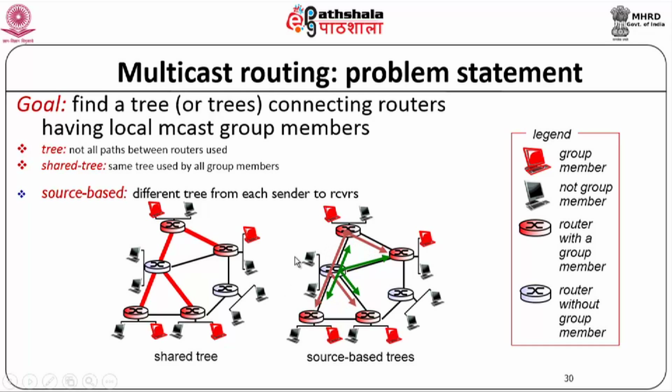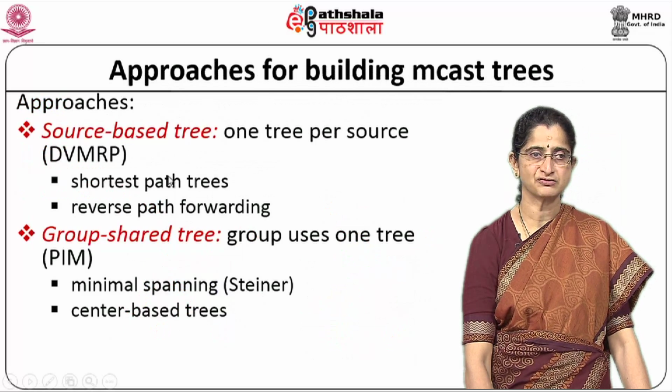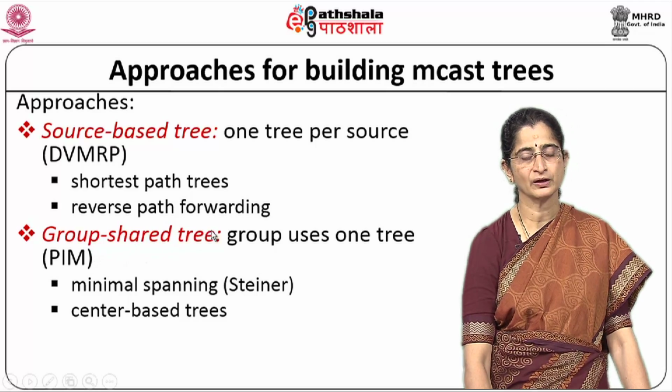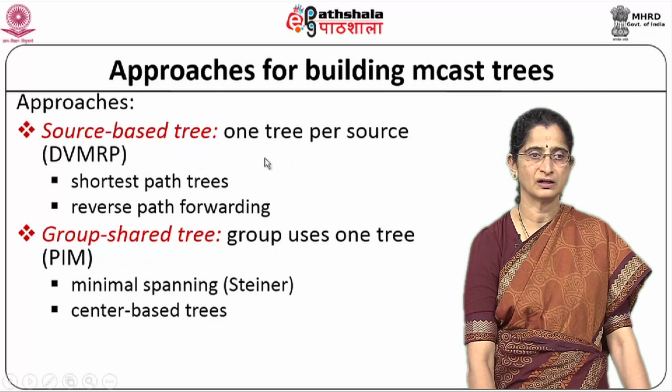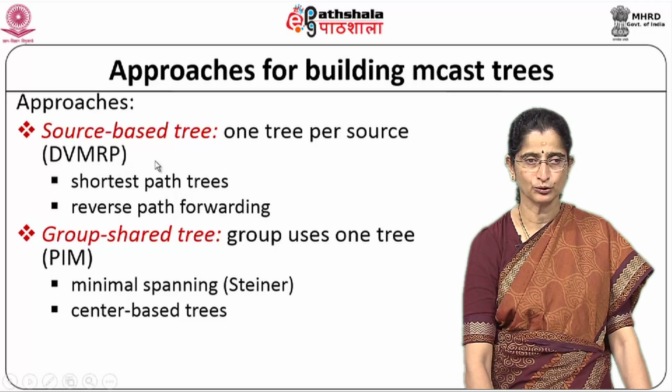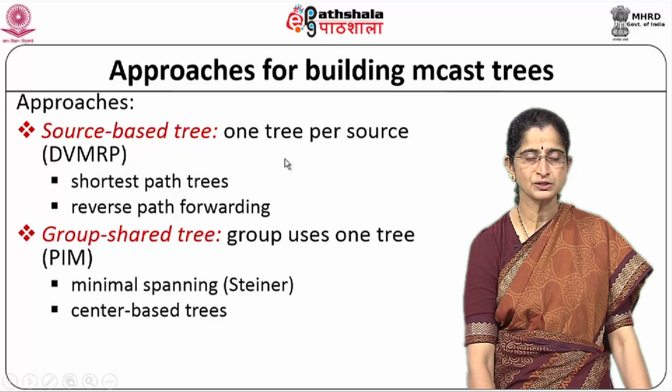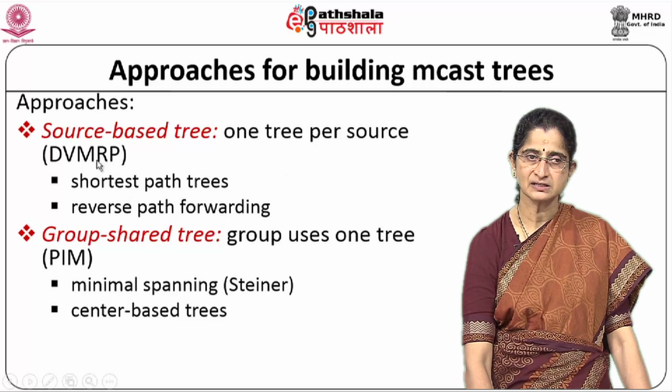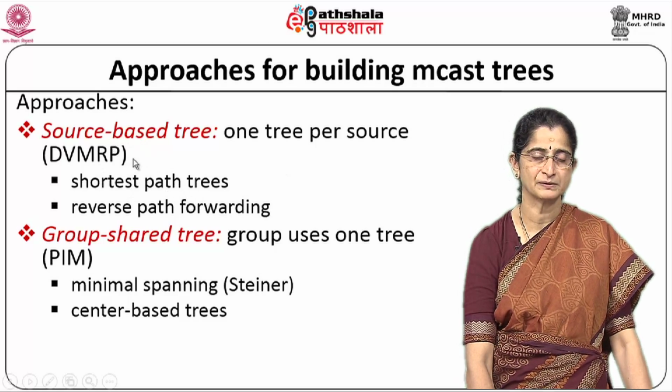You can see, therefore, that by having source specific trees, you will actually have multiple trees. That is why we do not say just finding a tree, but finding trees if necessary. We will see that multicast supports both these options: a source based tree and also a group shared tree. Source based tree is used in the DVMRP protocol. Essentially we have one tree per source, and we construct shortest path trees from each source. That is what happens in this case.